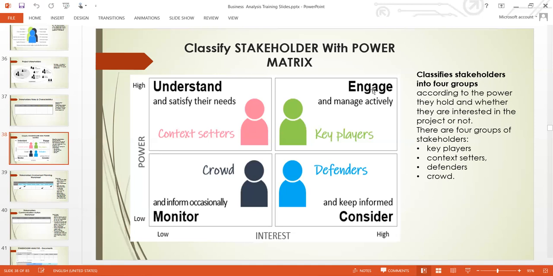So when you come to the key players, they are the project sponsors, program directors within the organization. So they are the people that initiated this project. So they are highly interested in the success of this project. So they are very powerful and they have high interest. So what do you do? Engage them closely, very often, to make sure that the requirements you are using for this project is what they want.